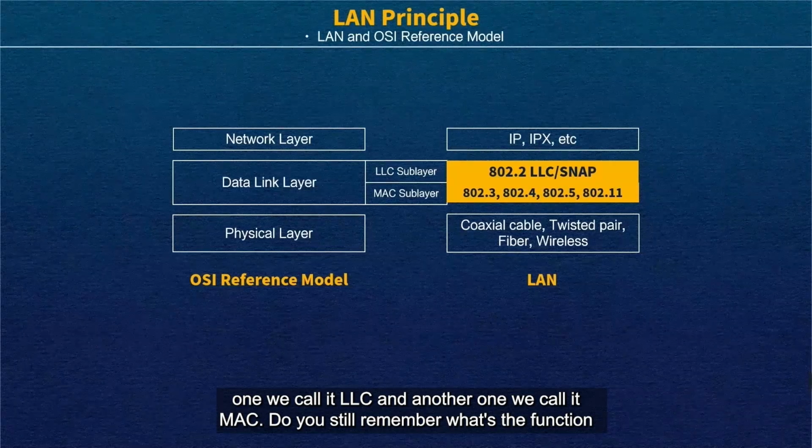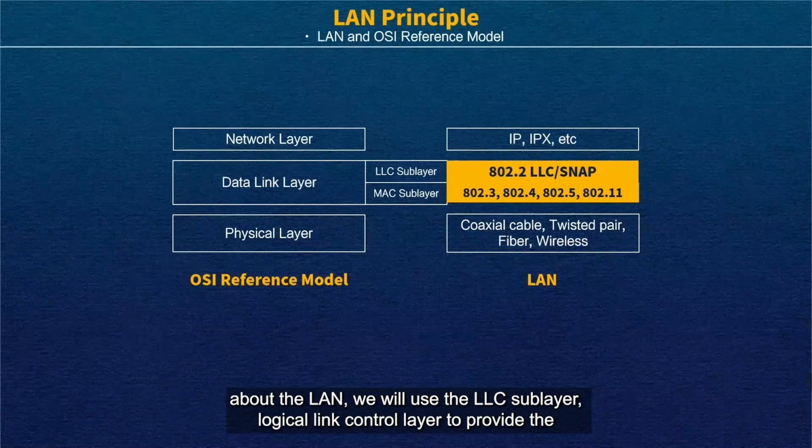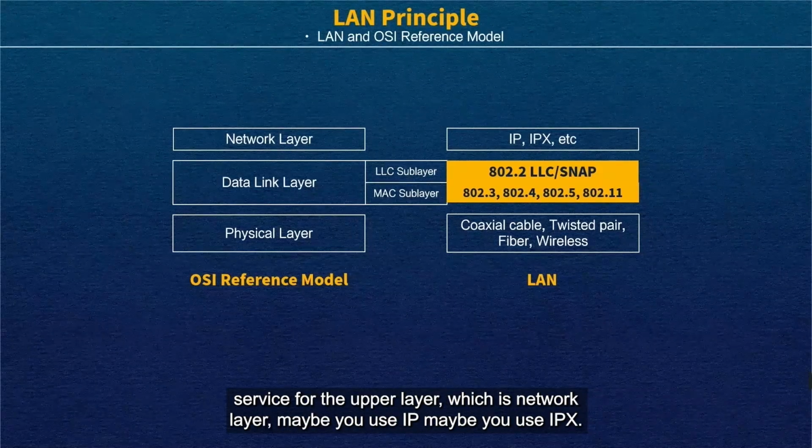Do you still remember the function of each layer? We have to provide service for the upper layer. So about the data link layer, in the LAN we use the LLC sublayer, the logical link control layer, to provide service for the upper layer. We call it the network layer. Maybe you use IP, maybe you use IPX.